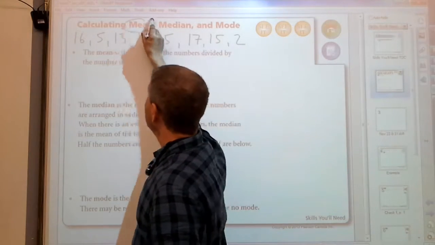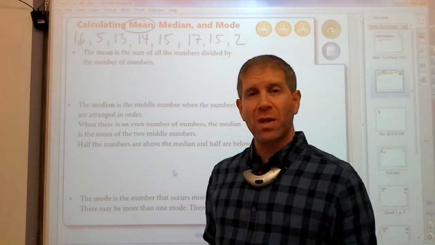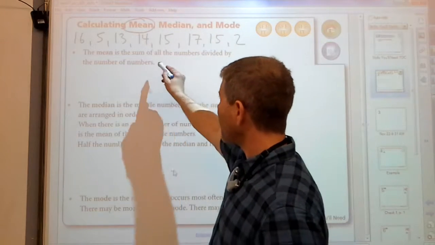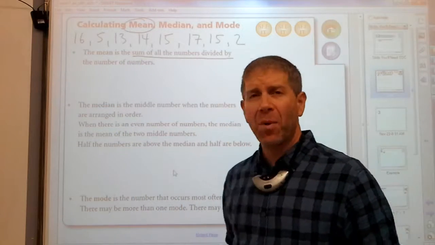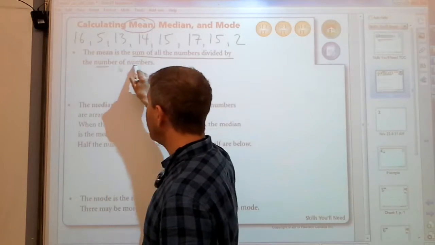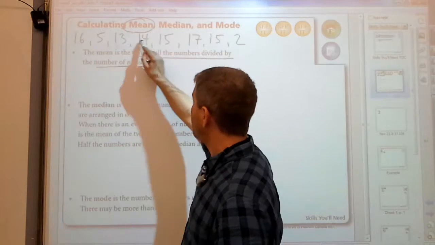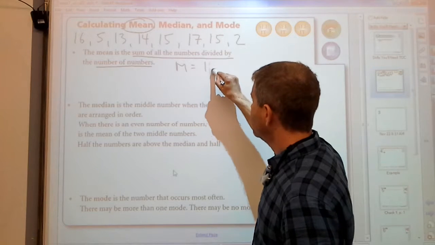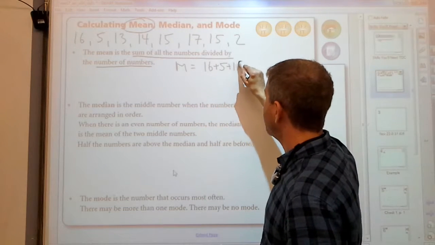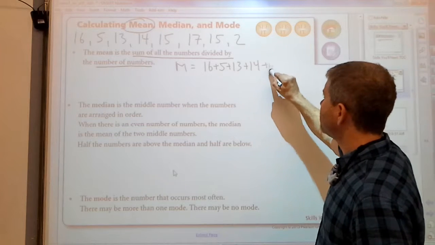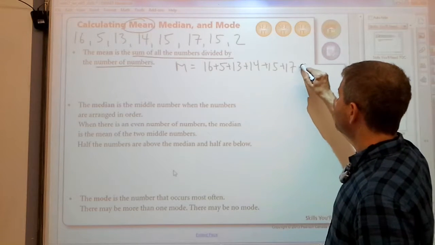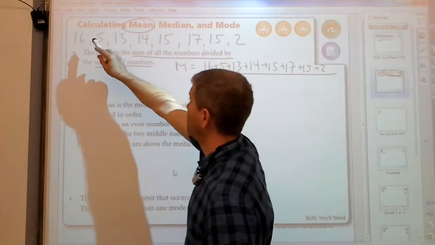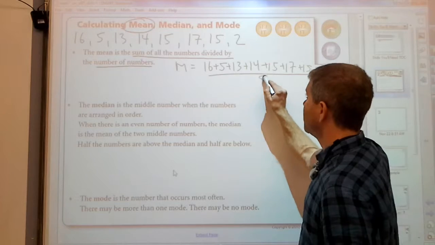Now the mean, otherwise known as the average, is the one that we hear about most often. It's the one we usually use to calculate your marks in school. Very easy. You add up all the numbers, and then you divide by the number of numbers. So if these are my numbers up here, to calculate my mean, I'm going to add all those numbers up. So 16 plus 5 plus 13 plus 14 plus 15 plus 17 plus 15 plus 2. And then I'm going to divide by the total number of numbers I have here, which is 1, 2, 3, 4, 5, 6, 7, 8. I'm going to divide that by 8.